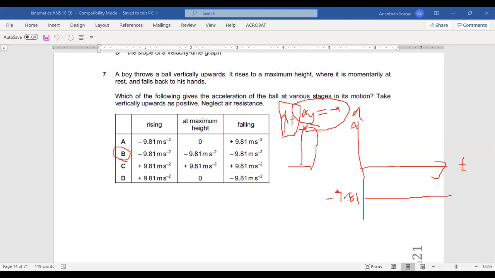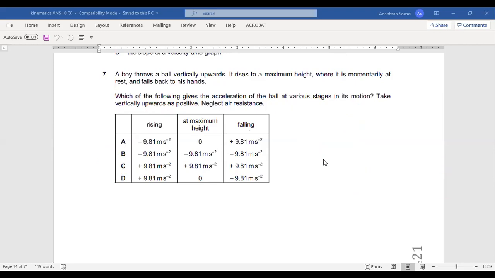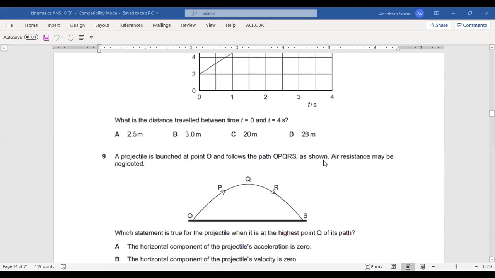What is the answer going to be if I take downwards as positive, not upwards? Then it's going to be C. So either the answer is going to be B or C. No way A or D. Remember. I was in Form 5 also, and I was quite confused in this part. I always took gravity at the top as 0. It's not really. Gravity is always constant. Either B or C is the answer. Good. So in this case, B is the answer.